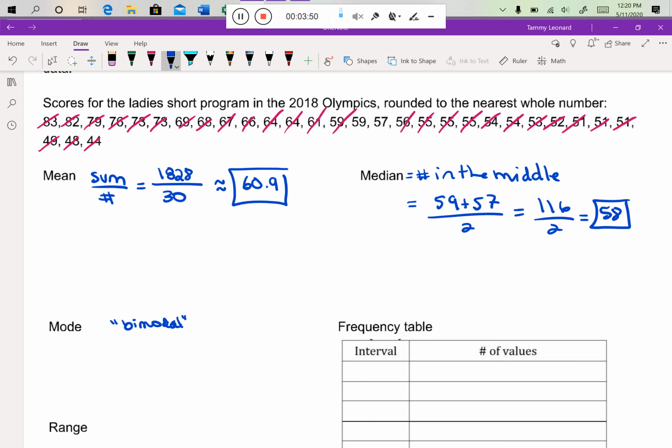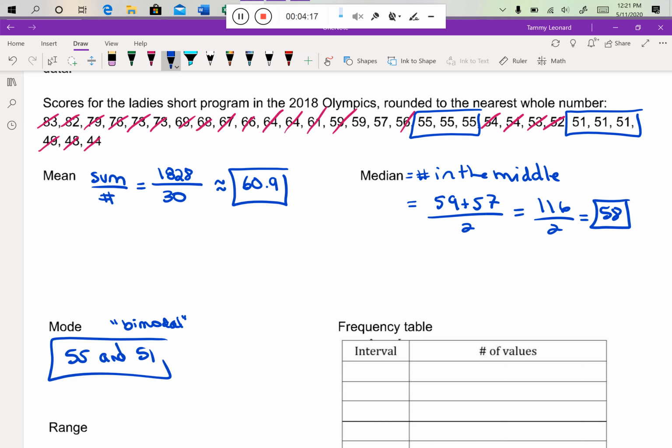times. Now, if you look through your data, you'll see that there are 3 55s. But you'll also see that there are 3 51s. Because they repeat the same number of times, they each occur, quote unquote, the most. So this data set is bimodal. There are two modes. So the modes are 55 and 51.